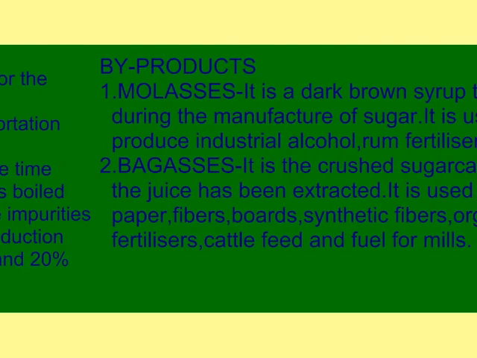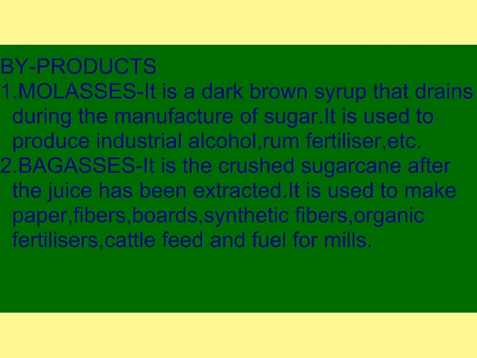Now let's see the byproducts. What do we get from the sugarcane plant? The first one we have is molasses. It is a dark brown syrup that drains during the manufacturing of sugar. It is used to produce industrial alcohol, rum, fertilizers, etc.